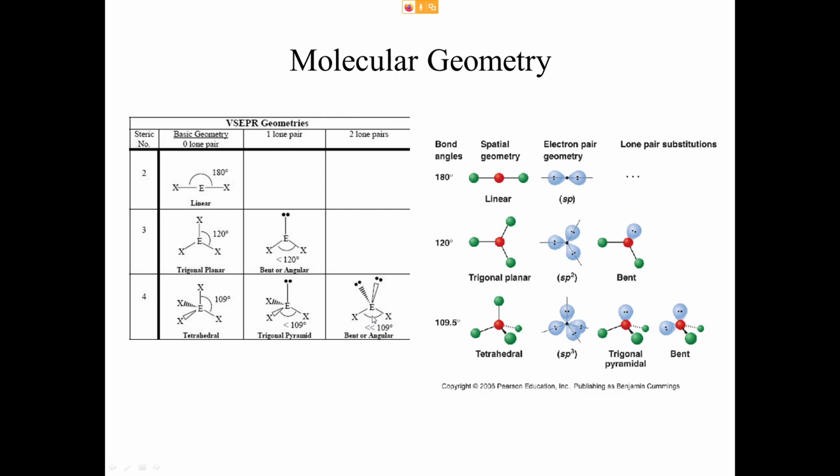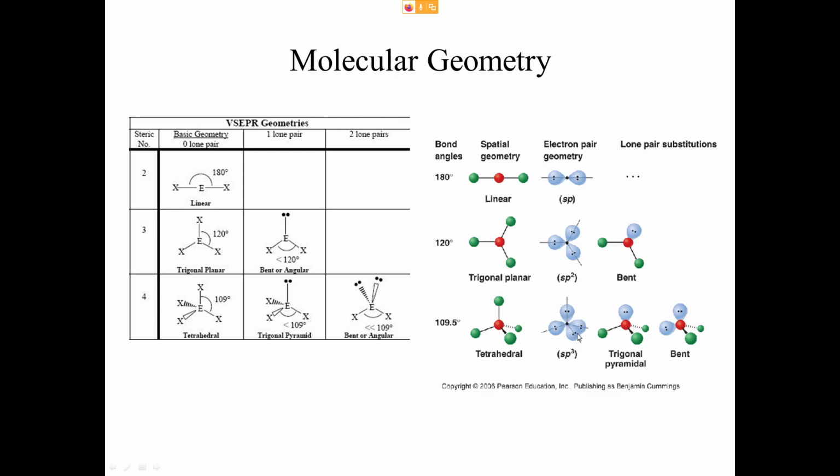But this angle will be far less than 120. In fact, it's less than 109, much less, probably closer to 100 degrees. Because these two lone pairs, one of them pointing out of the board at me here and one behind the board, are pushing these two X's closer to each other. That's shown over here in more of a 3D type drawing.